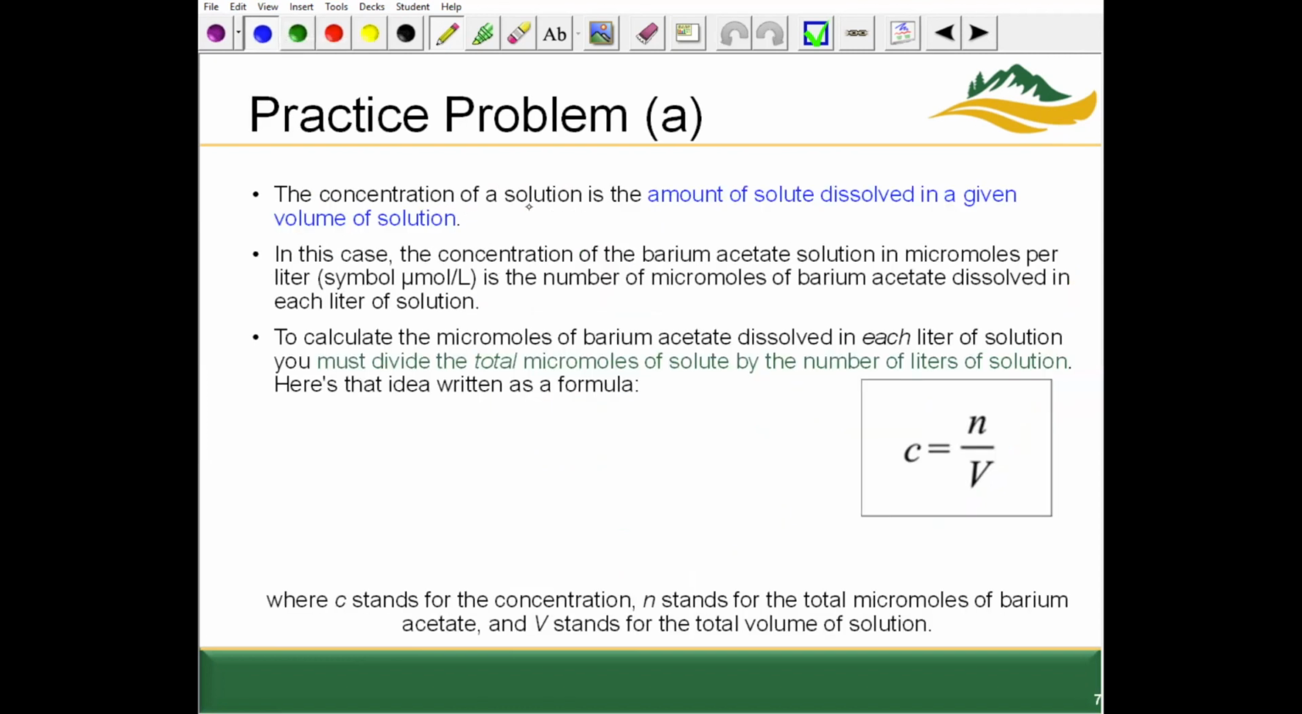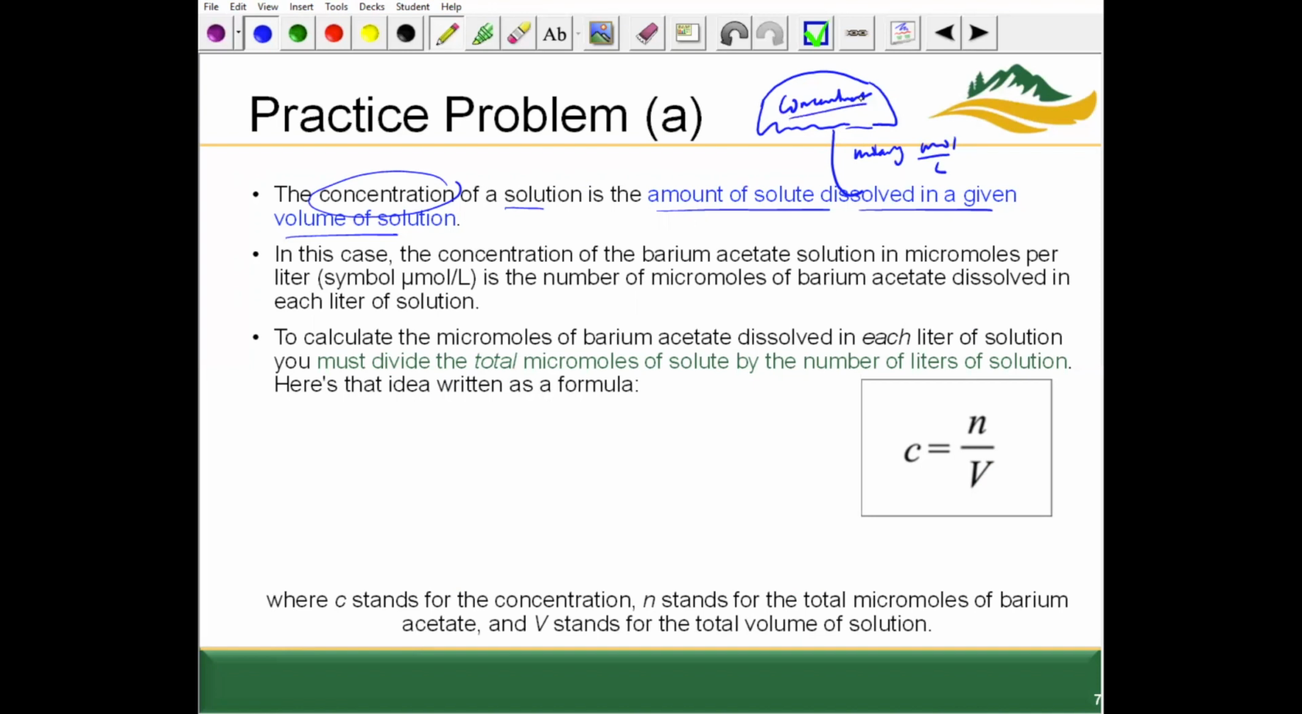The concentration of a solution is the amount of solute given in a volume of solution. Concentration is a broader term, kind of the umbrella term. If we were to describe it, here's concentration, sort of an umbrella term, then molarity is a form of concentration, always reported though in moles per liter.